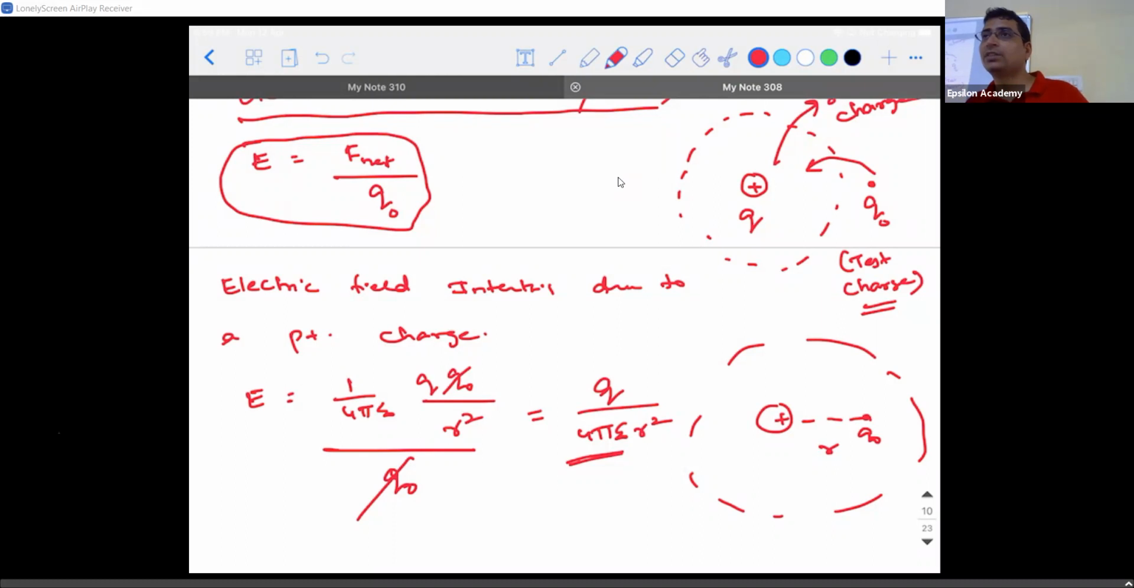Here you see the word intensity. It is because the electric field intensity is inversely proportional to R square that the force in Coulomb's law is also inversely proportional to R square. Is that clear? This is a very, very, very important expression that we'll be using in many places.